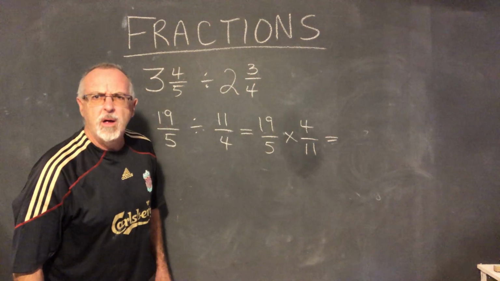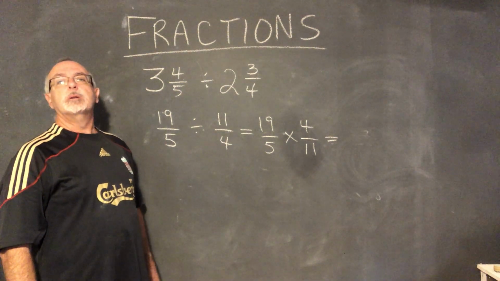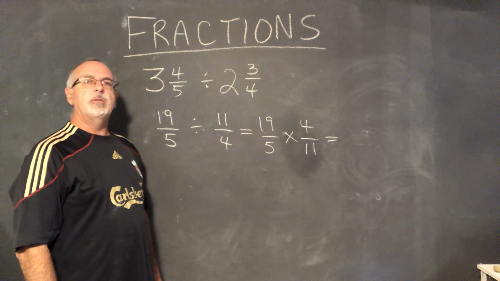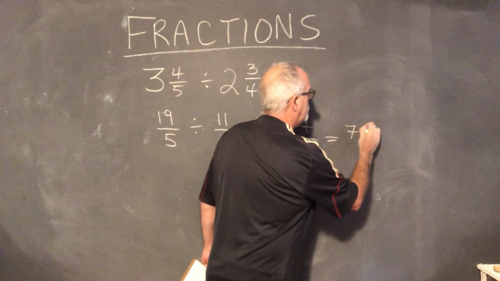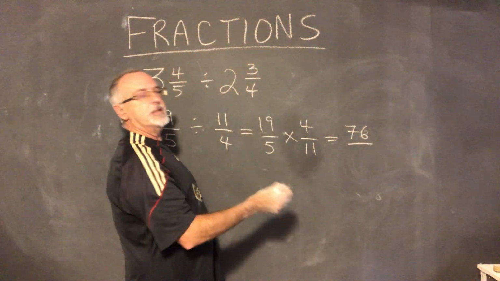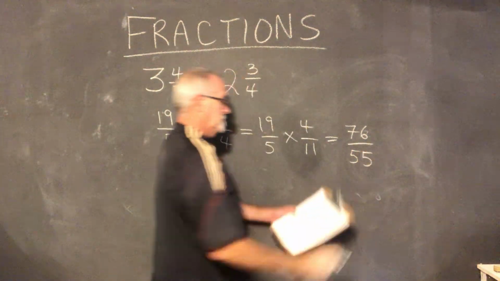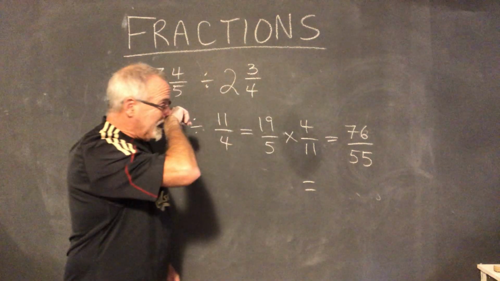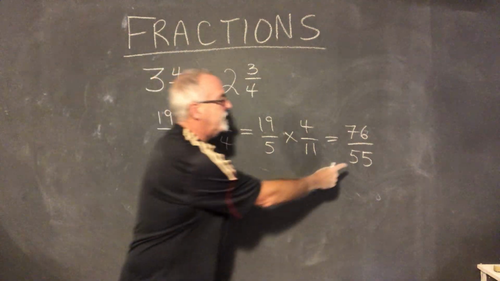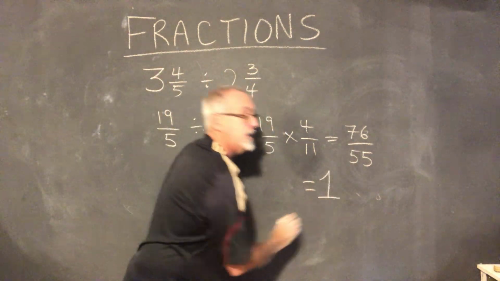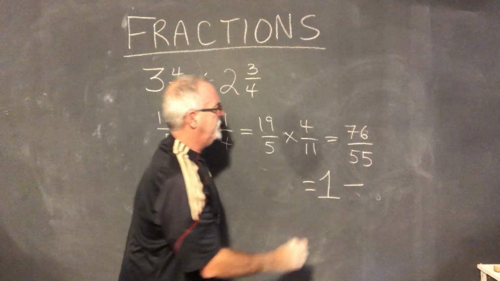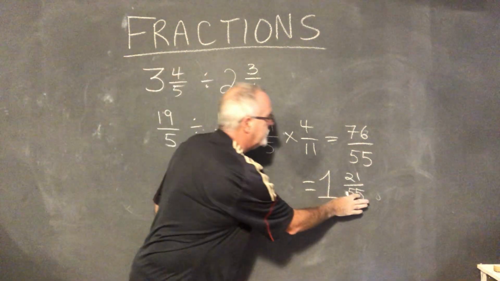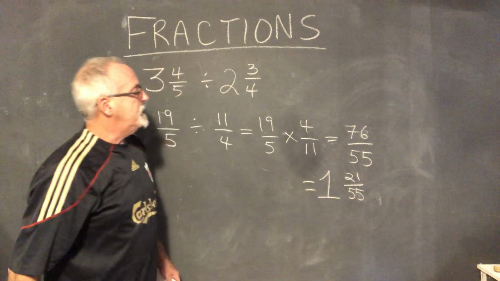19 times 4. 19 times 2 is 38. And 38 times 2 is 76. Therefore, 19 times 4 is 76. Okay, not so bad. 5 times 11, that's an easy one, 55. It's just the final answer might not look as clean as some of the others because 55 fits into 76 only one time. And 76 minus 55 is 21. So 1 and 21/55 ends up being our final answer.